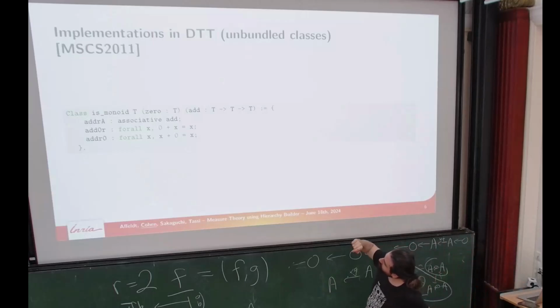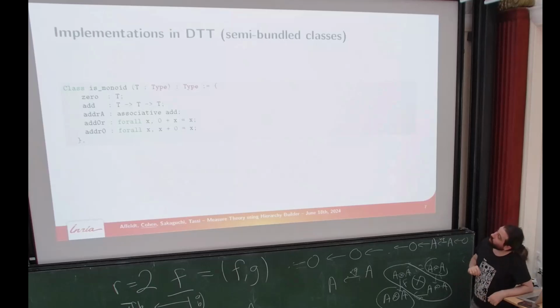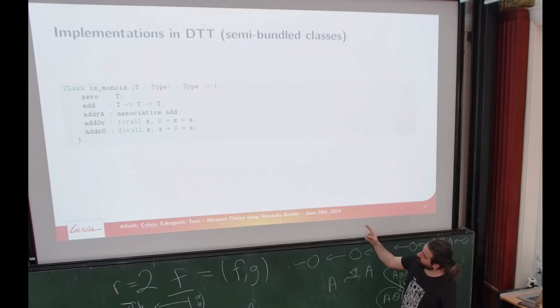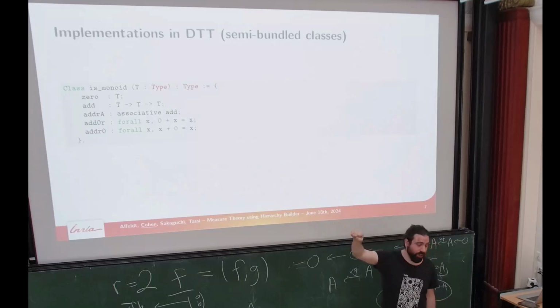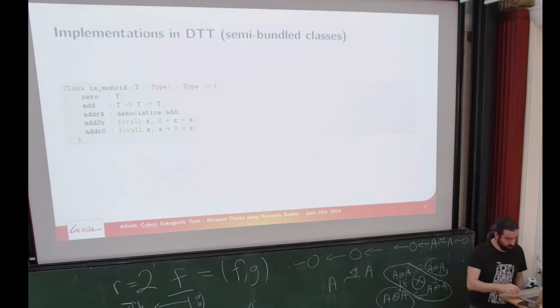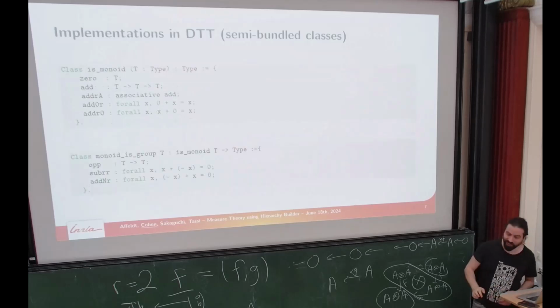And a class means that any form of inference will be performed on the parameters. Then there is the semi-bundled class approach, where it's still a class because you may perform inference on T, but it's semi-bundled because you still have one parameter and you put the rest as fields. So that's yet another representation, a mixture of which is used in Mathlib.